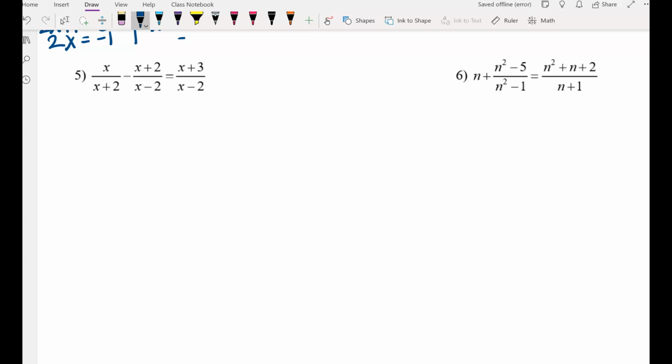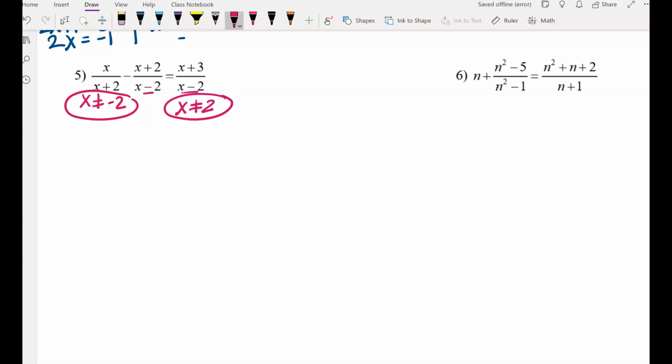So first, let's state the restrictions. We know that this one, x, can never be -2. And these two are identical, so we don't need to solve twice. We can just take one and solve for it. So we have two values that we cannot use in our answers, right? X cannot be -2 and x cannot be +2.